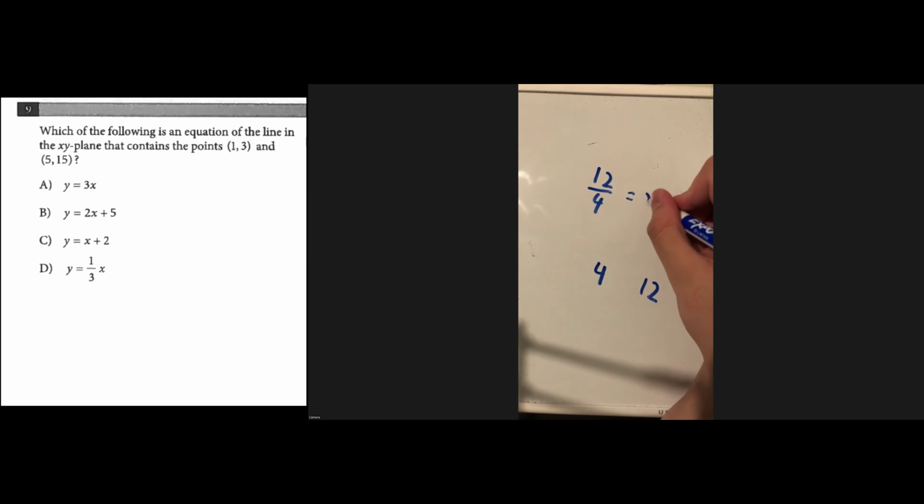Okay, so for question 9, we're asked which of the following is the equation of the line which contains points (1, 3) and (5, 15). So we just have to find the slope. And so the slope would be the change in y over the change in x. The change in x is 4. And then we know the change in y is 15 minus 3, which is 12. And so the slope would just be 12 over 4, which is equal to 3.